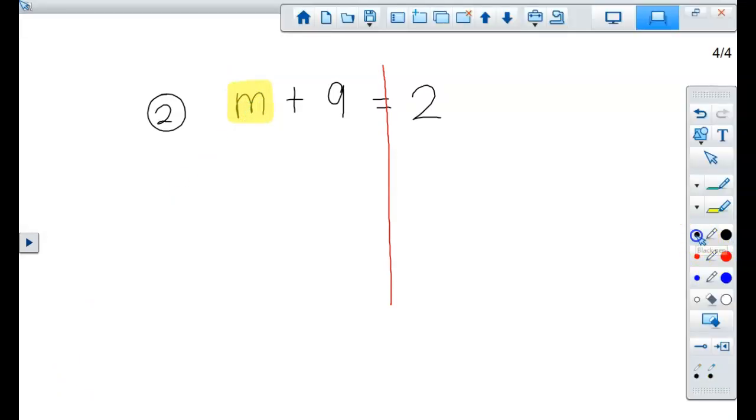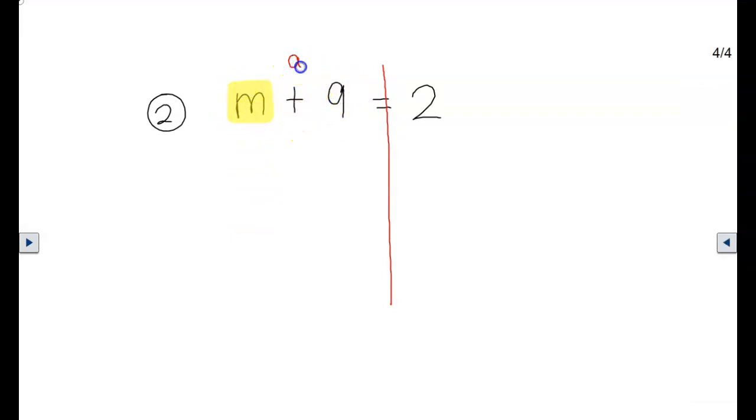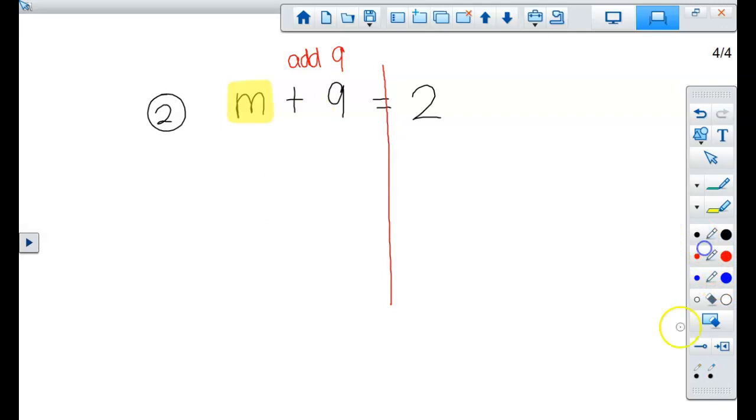So what I need to do is look to see what operation is happening to m. What is this equation doing to m? Well, it says it's taking m and it's adding 9. M plus 9. So add 9 is what's happening to m in this equation. Well, if I want to solve, then I need to undo adding 9. I need to undo that adding 9, because that'll cancel this out and get that m alone.